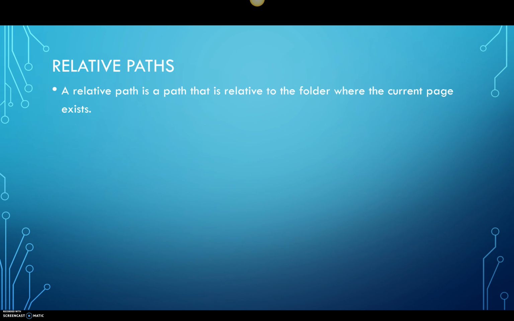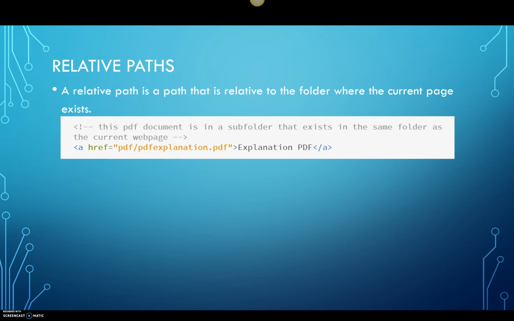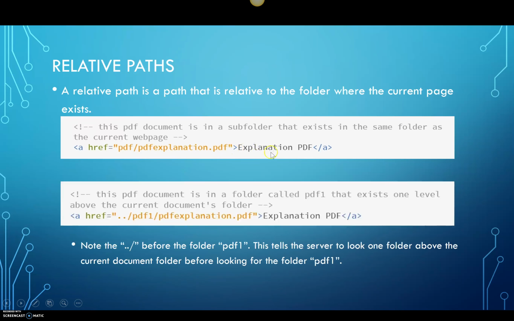The alternative, then, is a relative path. A relative path is simply a path that is relative to the folder where the current page exists. Here's an example of a relative path. Note that this is a folder, PDF. It tells the server to look for the file, pdfexplanation.pdf, in a subfolder. So this subfolder has to exist in the exact same location or folder as the current document, but then a subfolder called PDF, and the file is in there.